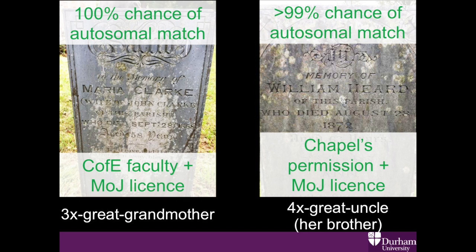So going back to my two examples, if I wanted to excavate Maria Clark, I would have to get a Ministry of Justice licence and get permission from the Church of England. If I wanted to excavate William Hurd's grave, I had to get the Ministry of Justice licence, and I need the permission of the landowner. And if the landowner and the tenant of the land are different, you may need permission for both of them. But that's generally easier to do than getting permission from the Church of England. Though, depending on if it's a particular religious group, then they may have extreme objections to you doing anything with the grave at all.